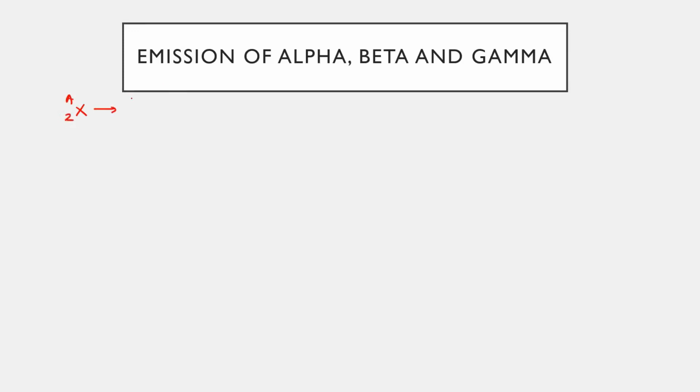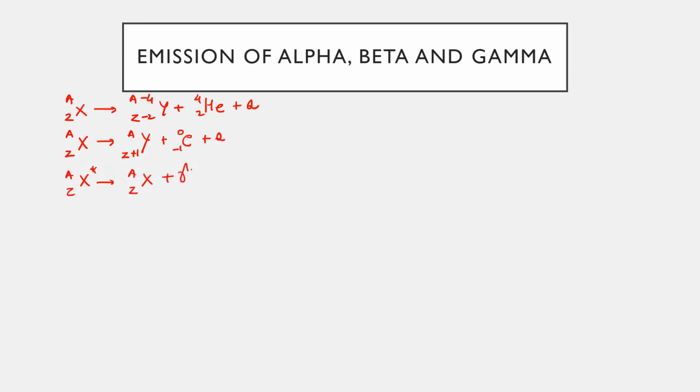A, Z. So this will be A minus 4, Z minus 2, and there is energy. Then beta emission. This is A, this is Y, Z plus 1, and there is energy. And then for gamma, this will again be just A because there is no change, and this is gamma.